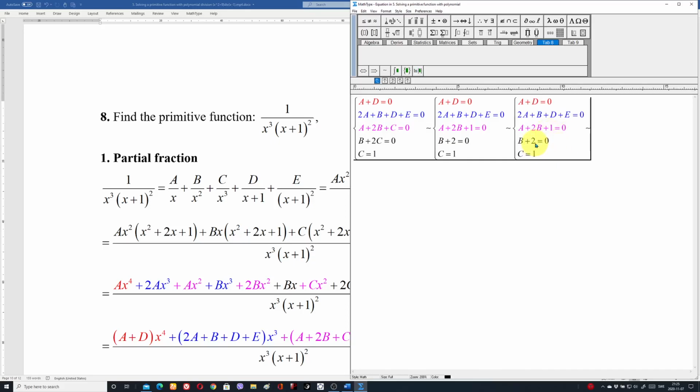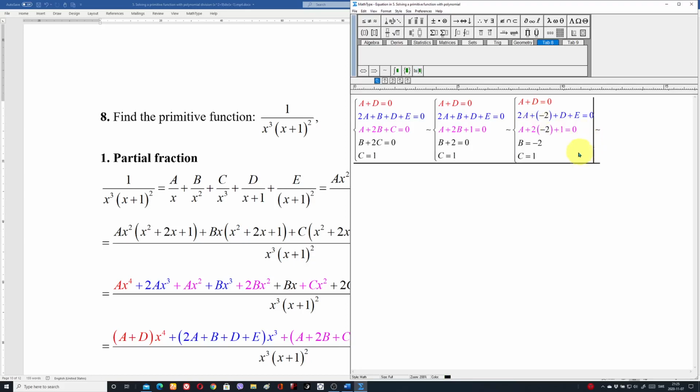So I will put one more time. From here, b, I will take this one to another side here. And you see that on this side it was plus, but here it will be minus. And so now I will take this minus two, and I will put it everywhere I see b, even here. Okay, so now is the time to solve for a.